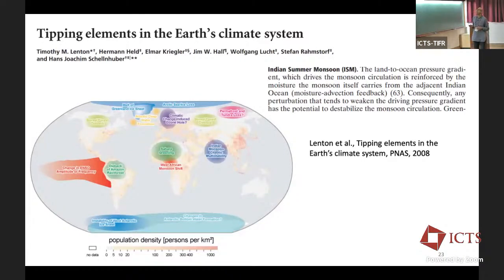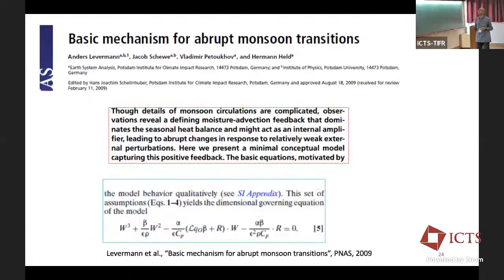Here's a quote from that paper. The land to ocean pressure gradient, which drives the monsoon circulation, is reinforced by the moisture the monsoon itself carries from the adjacent Indian Ocean, and consequently any perturbation that tends to weaken the driving pressure gradient has the potential to destabilize the circulation.